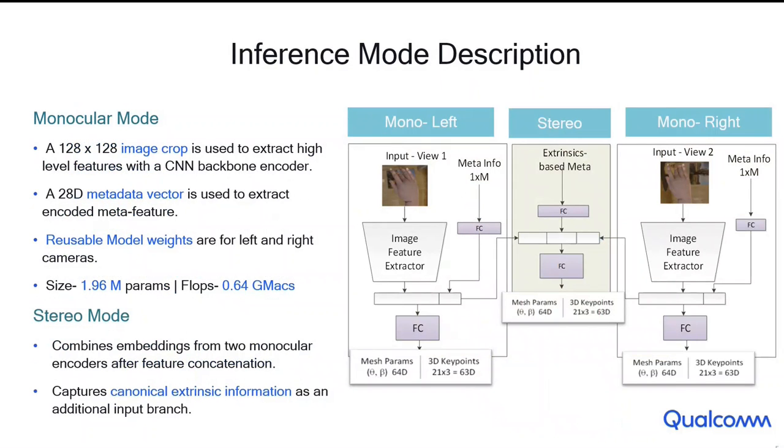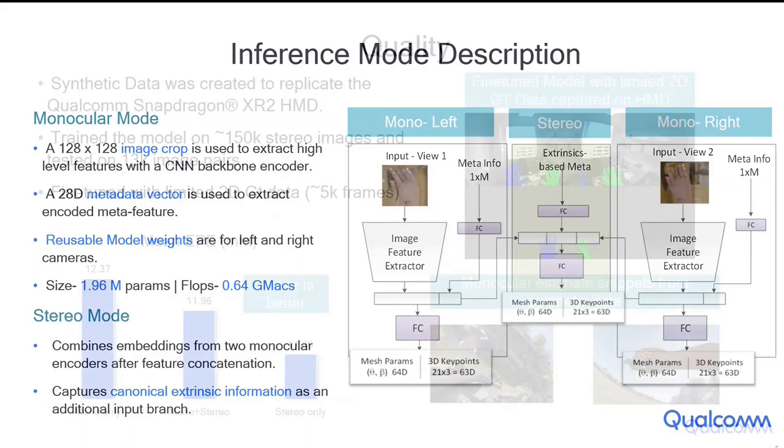A lightweight model, reusable for different monocular modes, extracts feature vectors which get concatenated in the stereo mode of operation. Additional canonical extrinsic info improves the model performance even further.